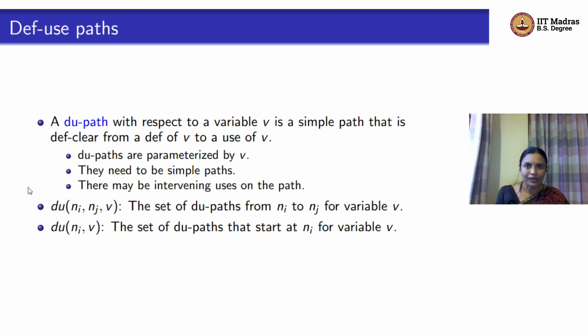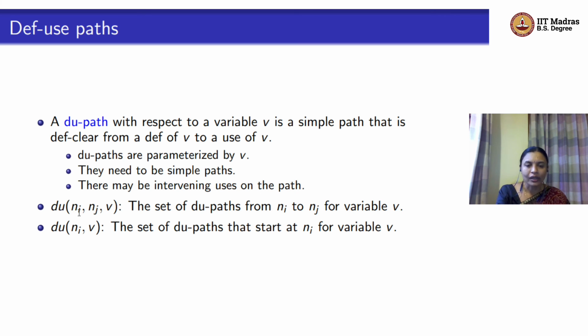The same definition applies here. And remember, in the very first location, the variable should have been defined, and in the last location, it should have been used. Then we say that there is a definition use path for that variable. That path should be simple, and along the way, there should not be another definition for the variable v. There could be many uses for v, but there should not be a redefinition of v. Then we say that such a path is a def use path for the variable v. And we use it with this notation.